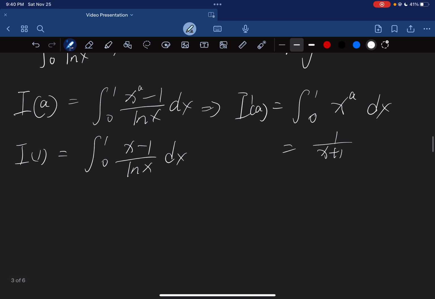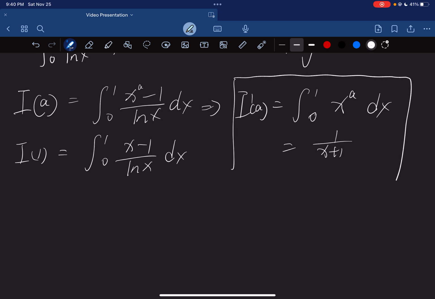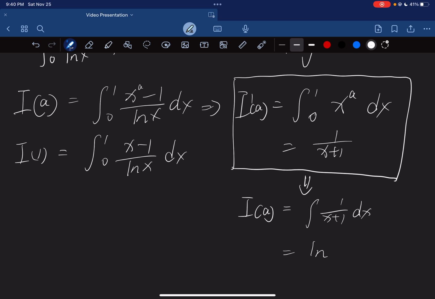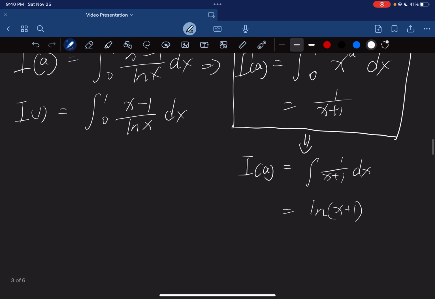So we have known that the differentiation of the I function is 1 over a plus 1. So we could actually find the original I function, which is obviously ln of a plus 1, right?